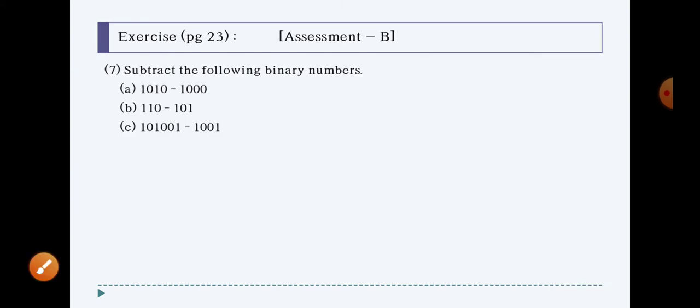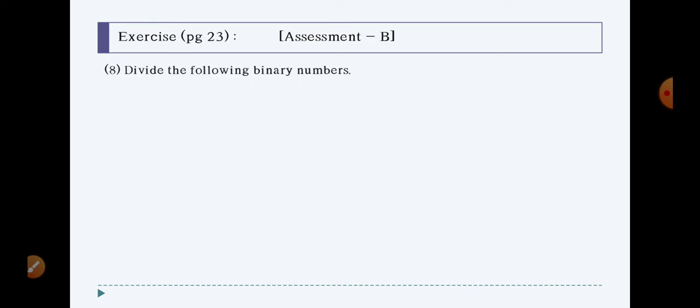Fine. After that the D portion we have. Now this is the last one. You try it out by yourself. Again, if you get stuck somewhere, you just let me know. Okay, this is about your seventh question, that is about the subtraction portion. Now the last question we have is to divide the following binary numbers. So you have to divide these following.